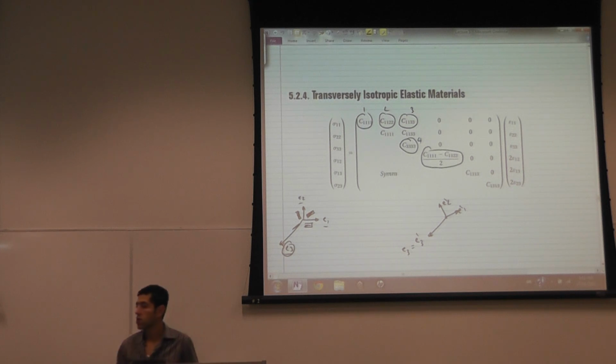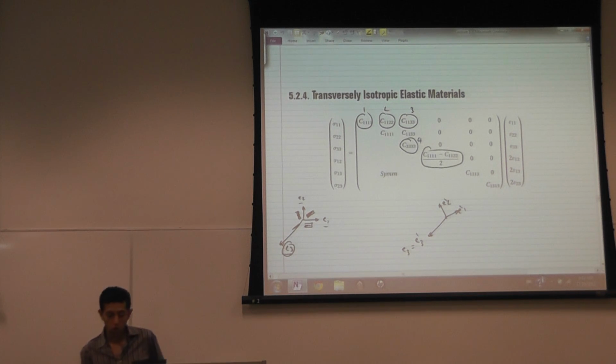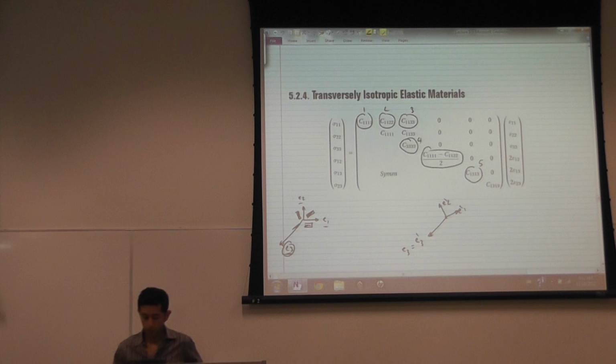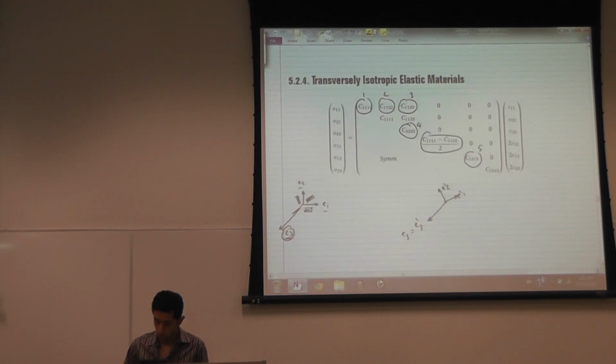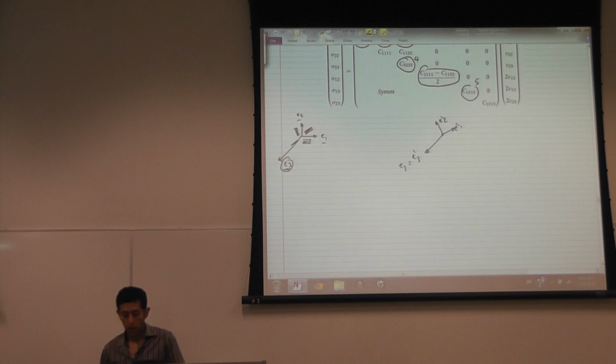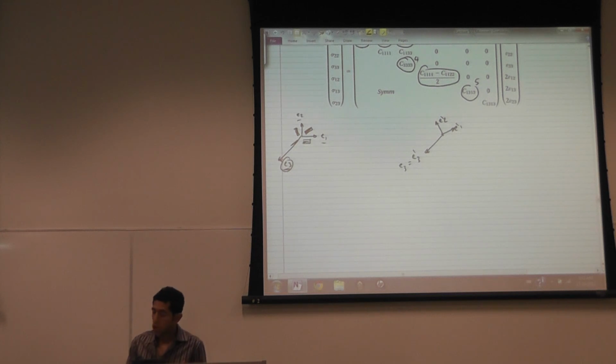Isotropy means shear modulus is related to Young's modulus and Poisson's ratio, and we'll cover this when we talk about isotropic materials. And finally, 5, which tells me something about the shear between E3 and E1 or E2. So this relationship can also, instead of those 5 arbitrary constants, use 5 physical constants.